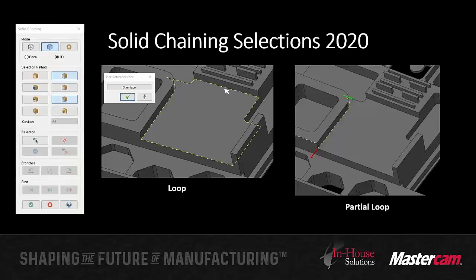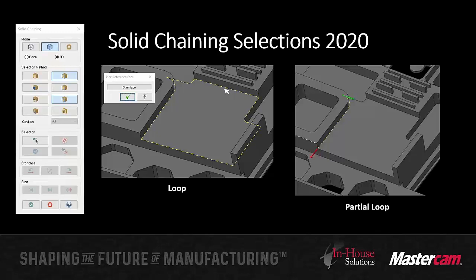Which was, I don't know about you guys, but that was annoying to me, having to constantly click that off. So no longer in 2021 and going forward will you see that pick reference face dialog box pop up, asking you to select which face you're referencing. That's gone. It's automatically referencing it.